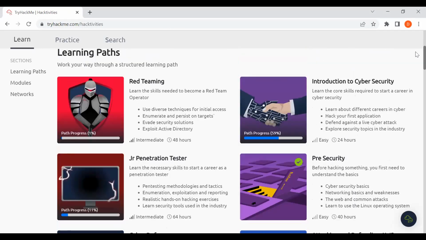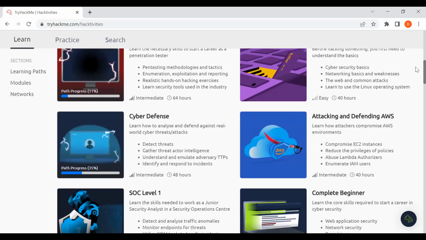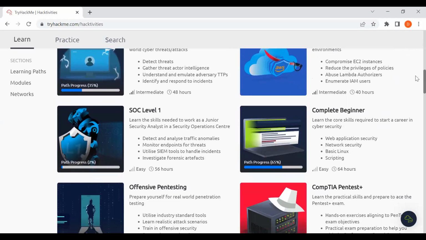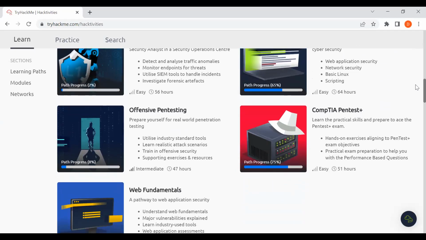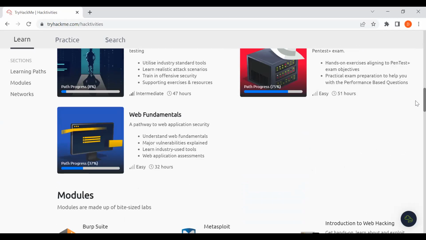Everything you need to know to become a red teamer, a penetration tester, a cyber defender, a SOC analyst, right? A CompTIA pen tester, right? An offensive pen tester, and also web fundamentals, right? So you can see all of the courses that you have here to do.